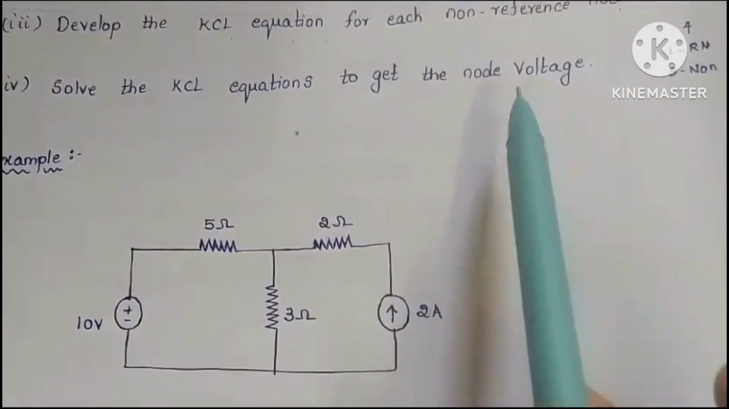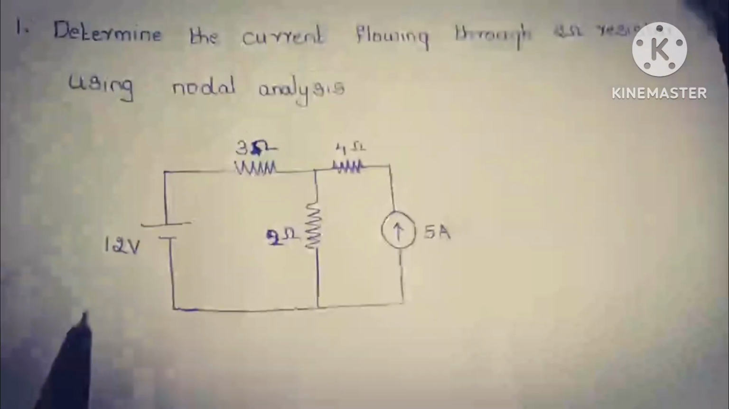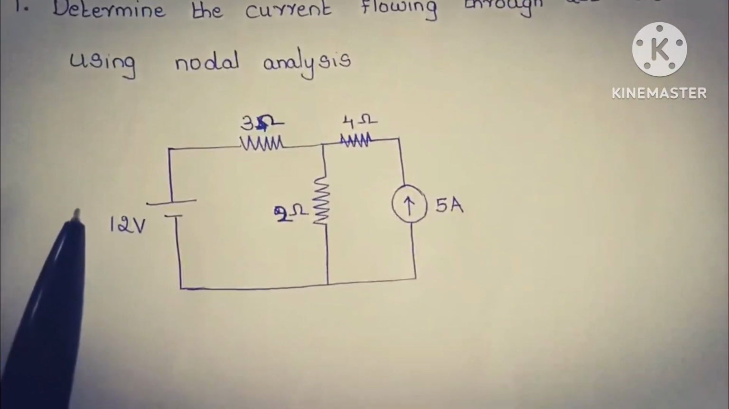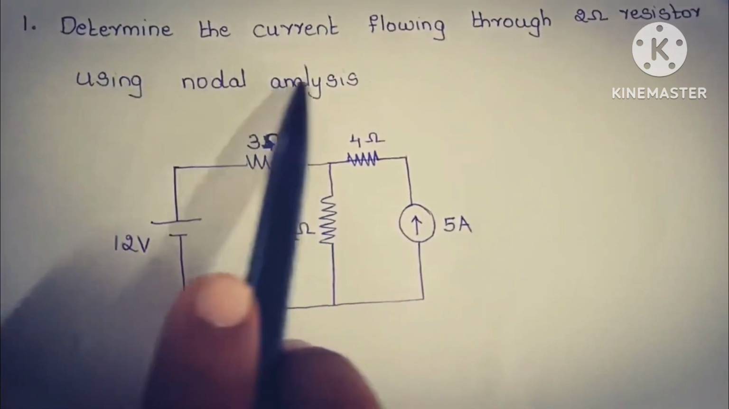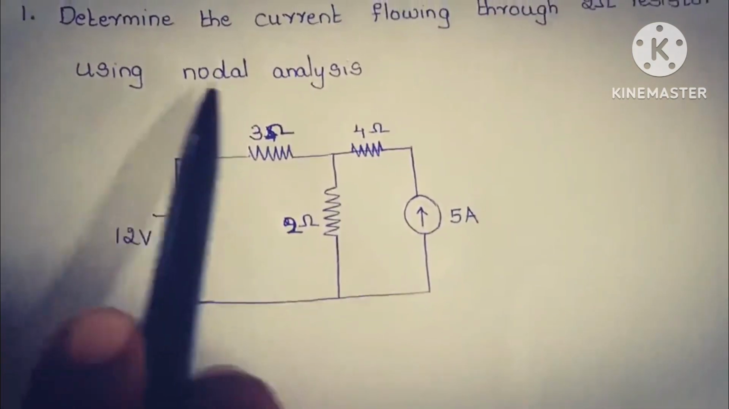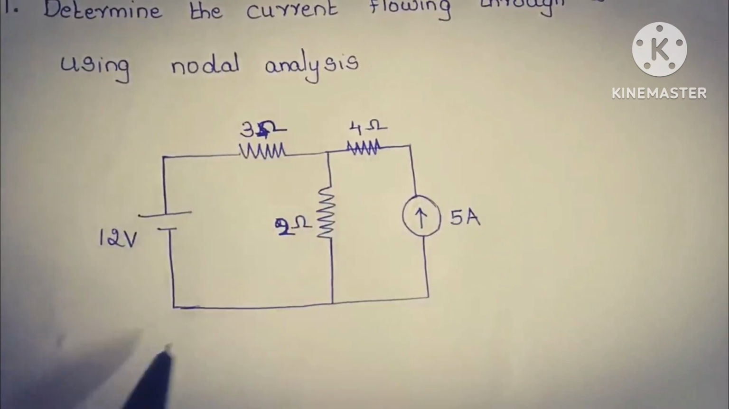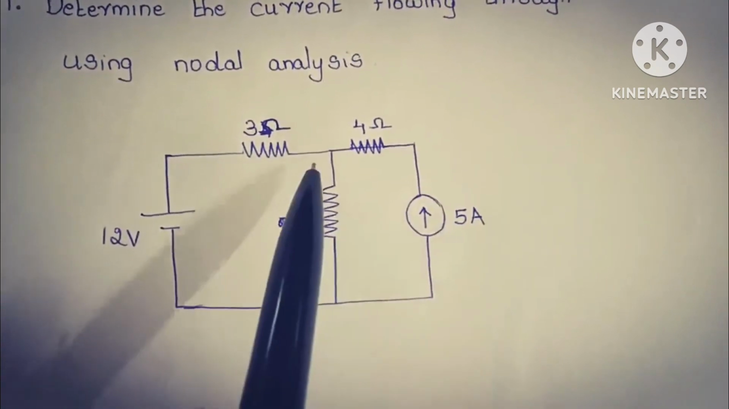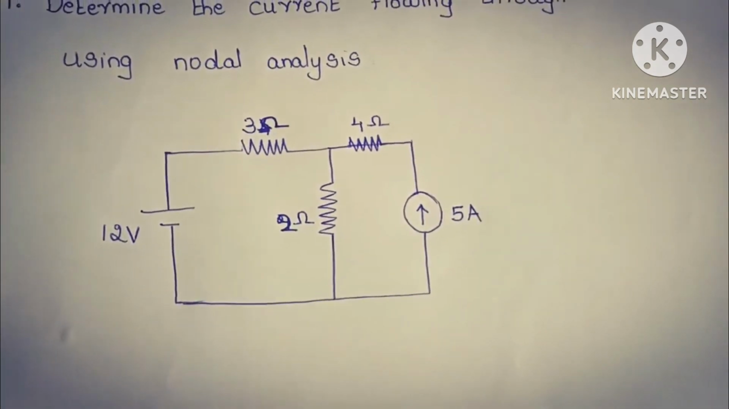which are given in your particular problem. Here let us consider an example on nodal analysis. We need to find out the current flowing through the 2 ohms resistor using nodal analysis, and this is the circuit given. We need to find out the current flowing through the 2 ohms resistor.